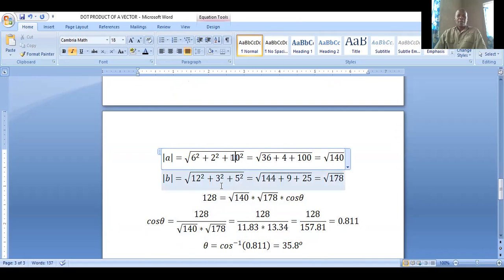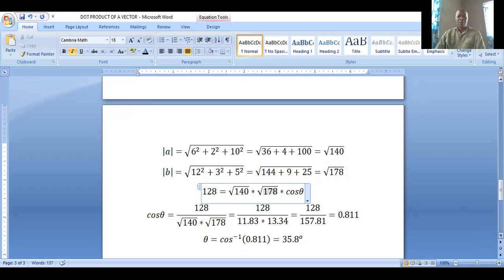Similarly, for you to get the magnitude of B, you merely square the entries for each coordinate. That is 12 squared plus 3 squared plus 5 squared. And you get the square root of 178. And so you can substitute. So we said A dot B, we calculated is 128, equal to the magnitude of A, multiplied by the magnitude of B, cos theta.